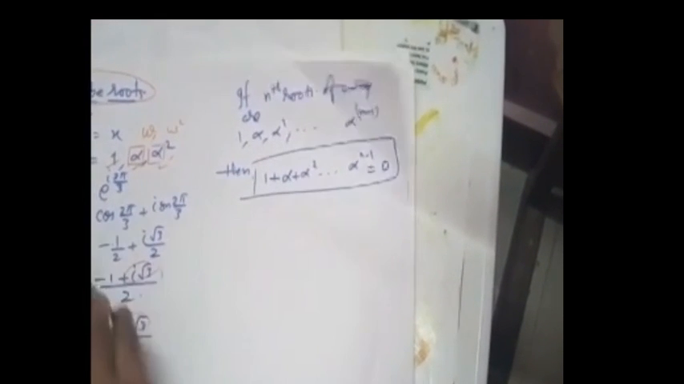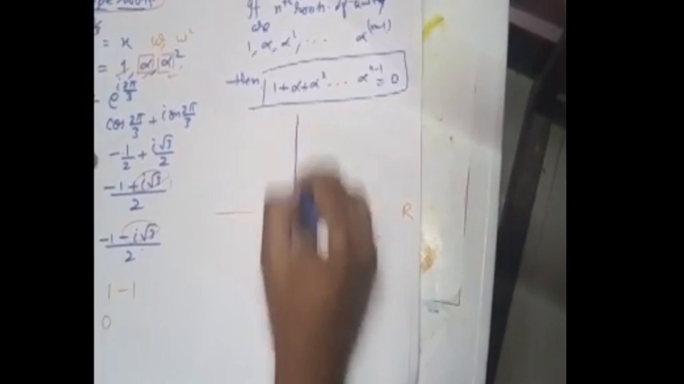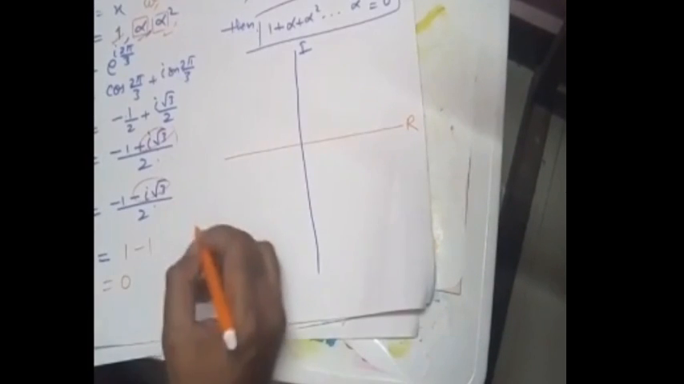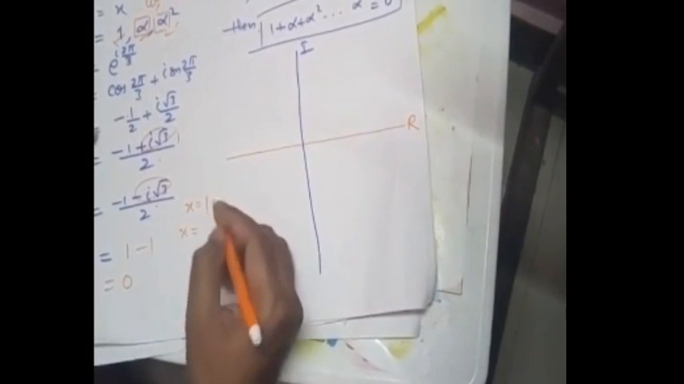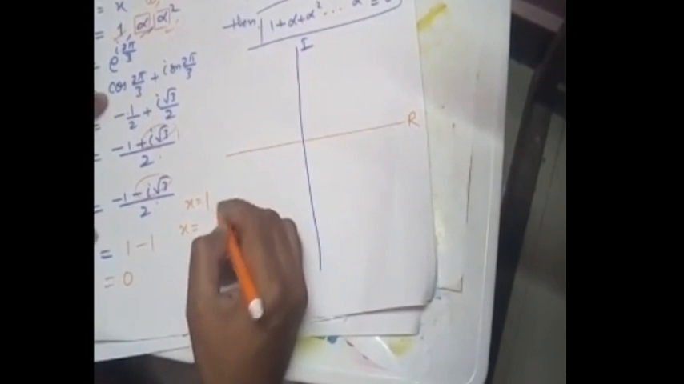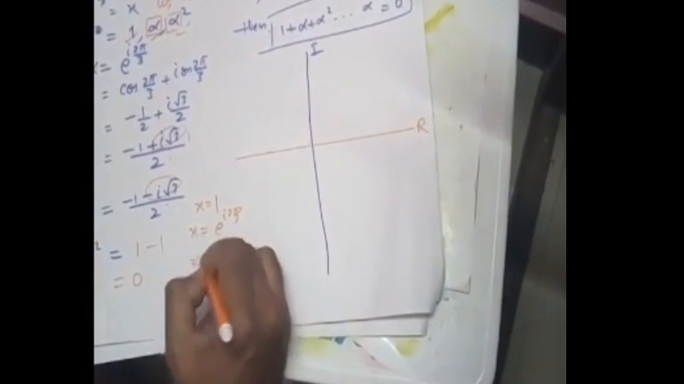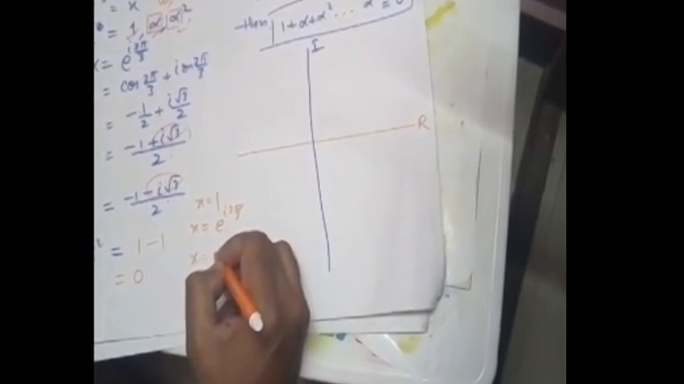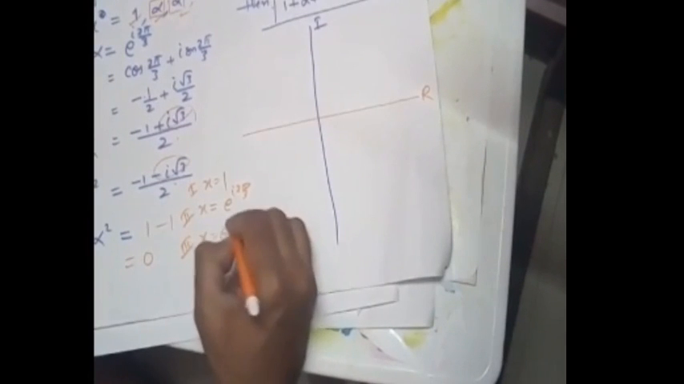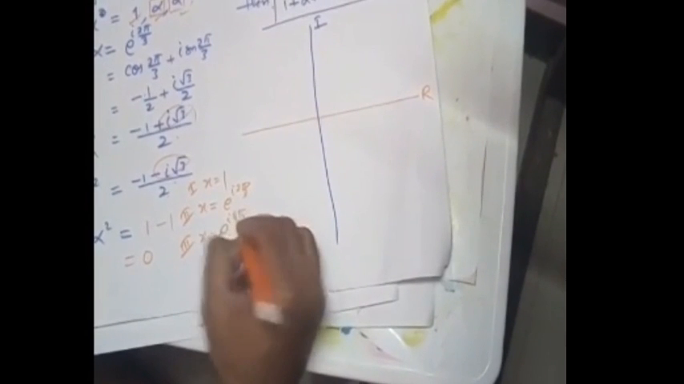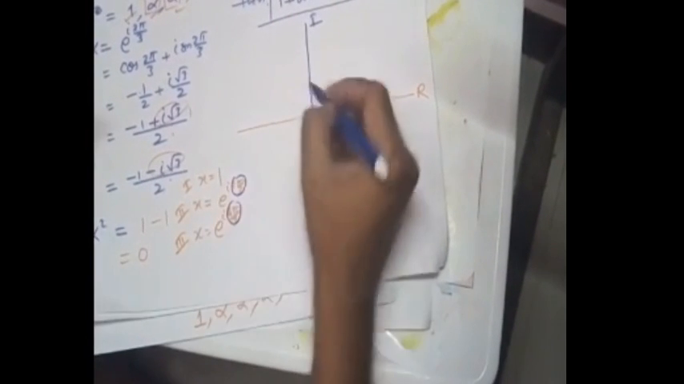Suppose this is the real axis and this is the imaginary axis, and there are 3 roots. One is 1, the next is e to the power of i 2 pi by 3, whose argument is 2 pi by 3, and the third is e to the power of i 4 pi by 3. So you know that this is the argument of the complex number.